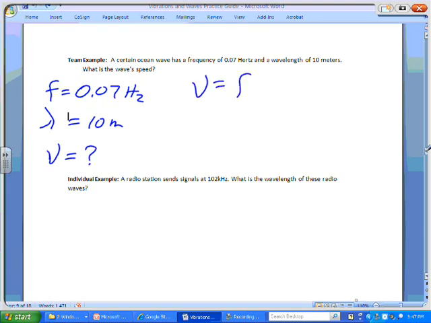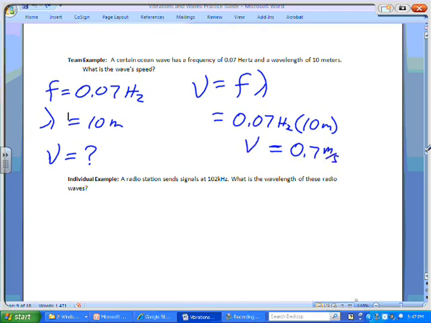Again, our equation, speed of a wave is equal to frequency times the wavelength, and we have both of those. We have the frequency of 0.07 hertz, and we have the wavelength of 10 meters. So multiply it out, and you should get 0.7 meters per second for your wave speed. Okay, you try one more.